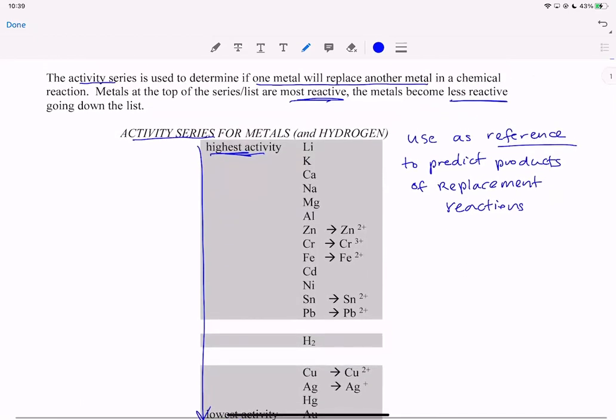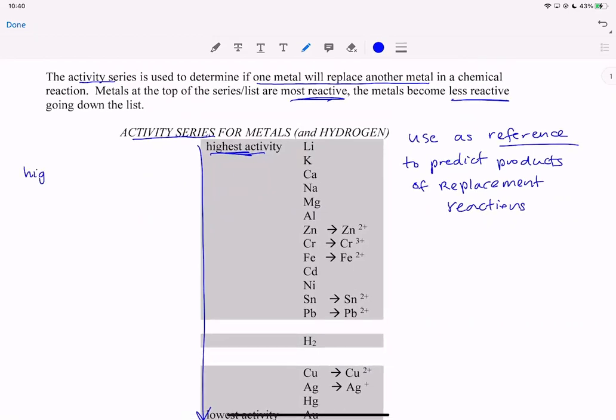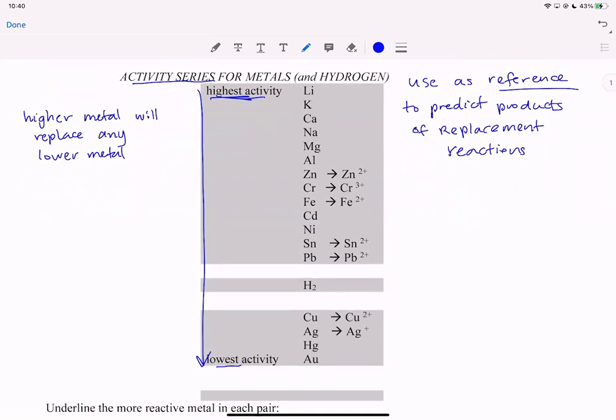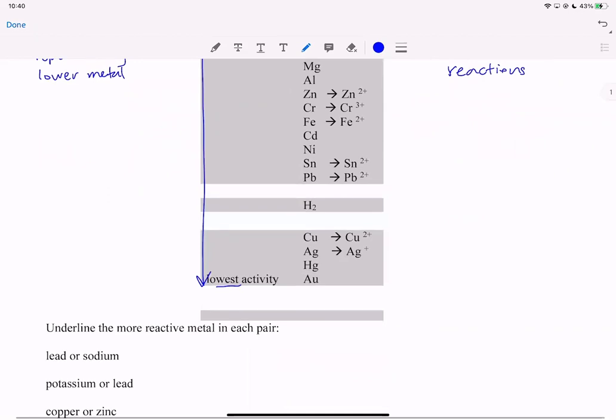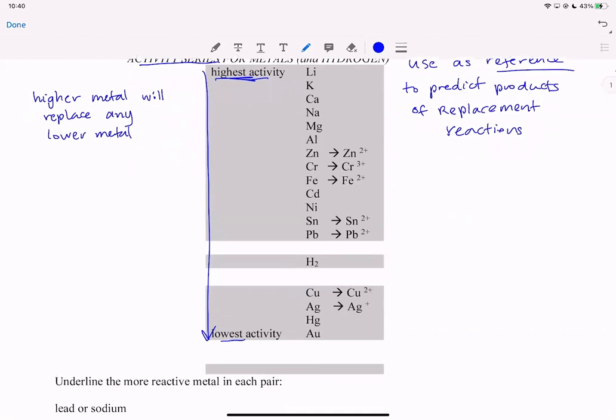And so what happens is that if one metal is higher than the other metal, the higher metal will replace any lower metal. Okay, and so for instance, you take any two metals on here, and you compare them. The higher one will take the spot of the lower one, and that means a replacement will happen. So using the activity series is basically just looking at the activity series and comparing two metals.